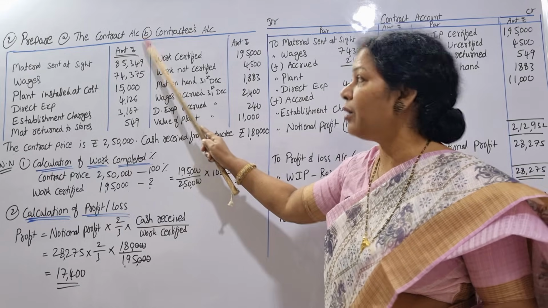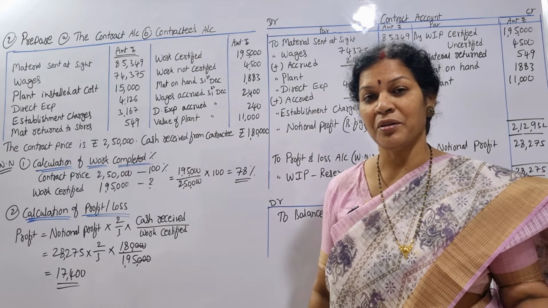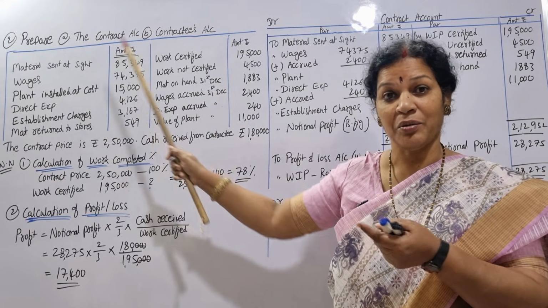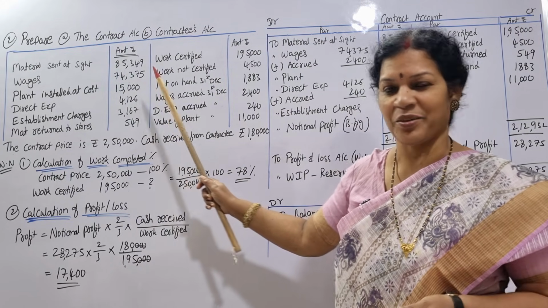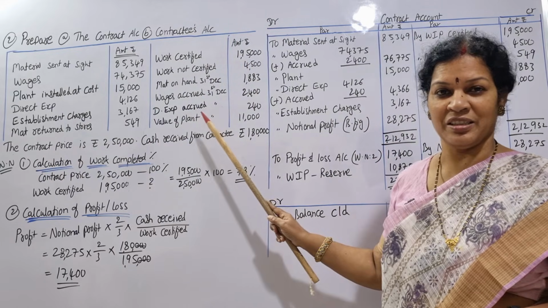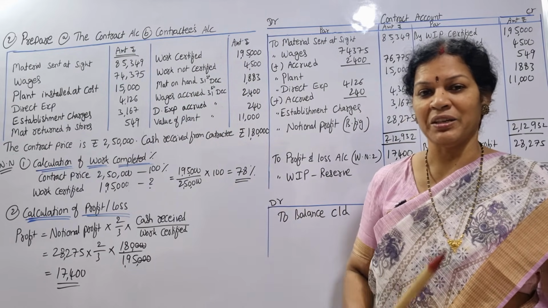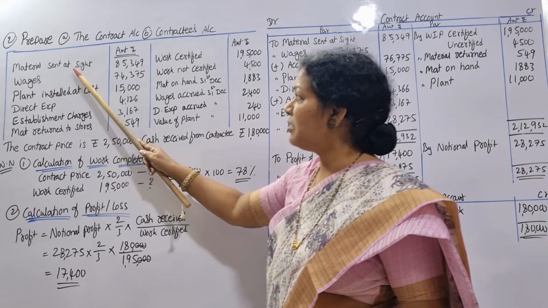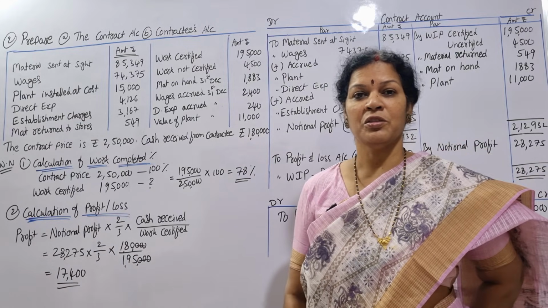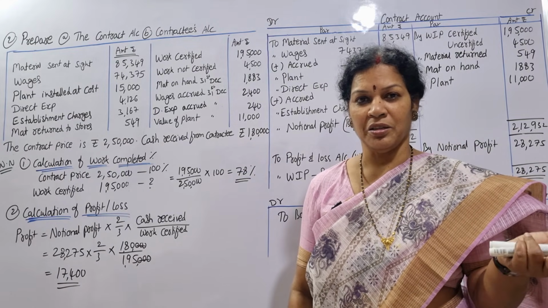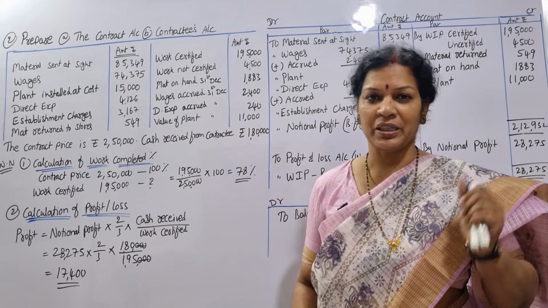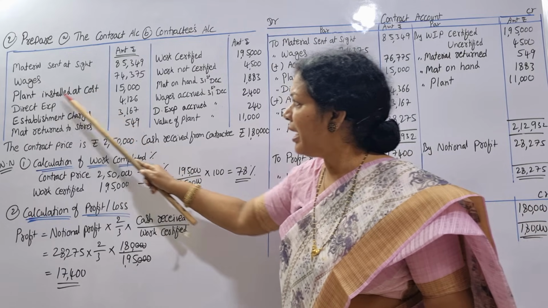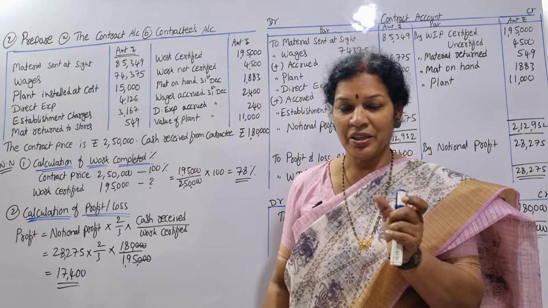Prepare the contract account and contractee's account in the books of contractor. We are preparing contract account and contractee account, just like consignee account. Now what is the information given to us? Each and every transaction we have to decide whether it comes on the debit side or credit side of contract account. See, first one is material sent at site. Material is a direct expense, and all the direct expenses you will write on the debit side. So this comes on the debit side. Wages, debit side.